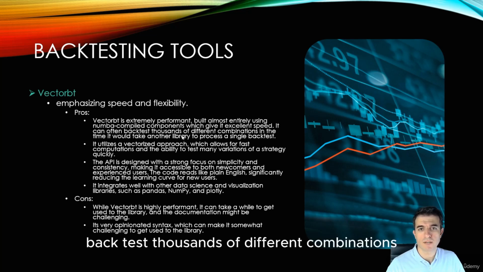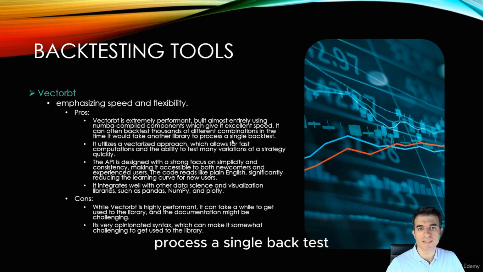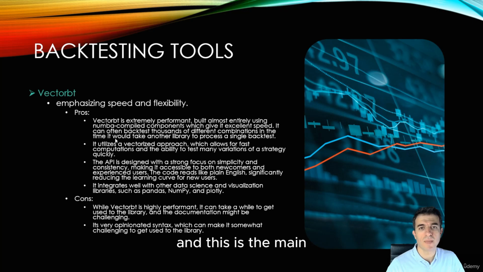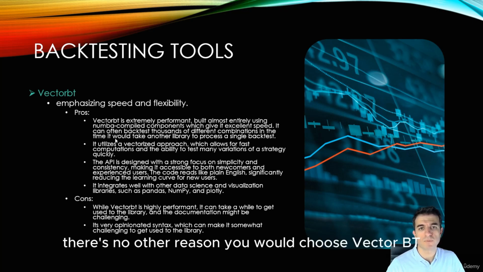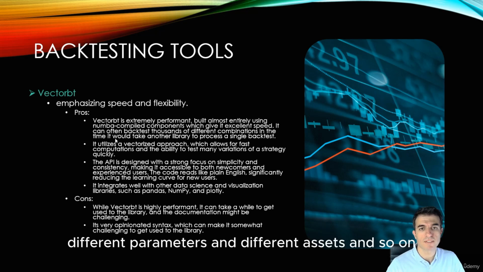It can often backtest thousands of different combinations in the time it would take another library to process a single backtest. So we might think of it as almost 20 or 30 times faster than any other backtesting tool. And this is the main advantage of VectorBT. There's no other reason you would choose VectorBT over other packages, except the fact that maybe you want to optimize, and often optimization of the trading system on different variables, different parameters, and different assets, and so on.